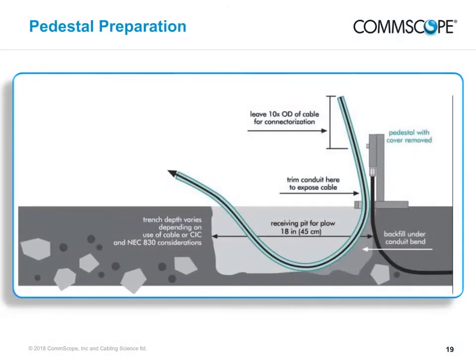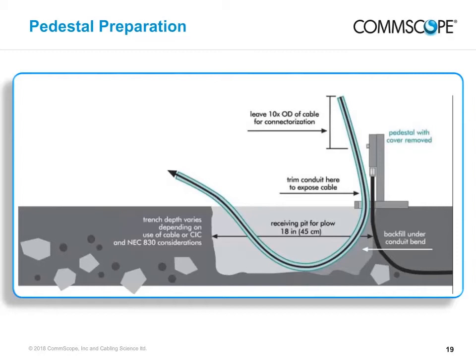Dig a receiving pit to the depth required by either NEC 820 or 830 depending on your application, between 12 and 18 inches, 30 and 45 centimeters, see page 7.2. The pit should be about 6 inches or 15 centimeters wide and 18 inches or 45 centimeters long and run in the direction of the planned line of the installation. The plow blade should be able to fit easily inside it.